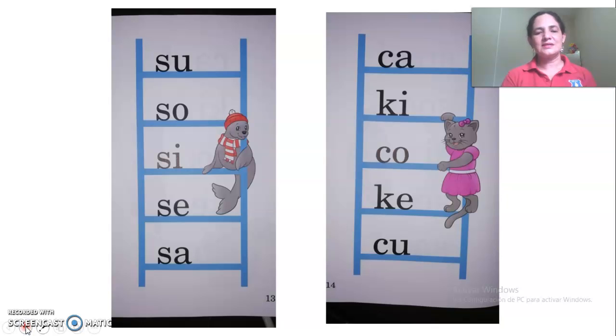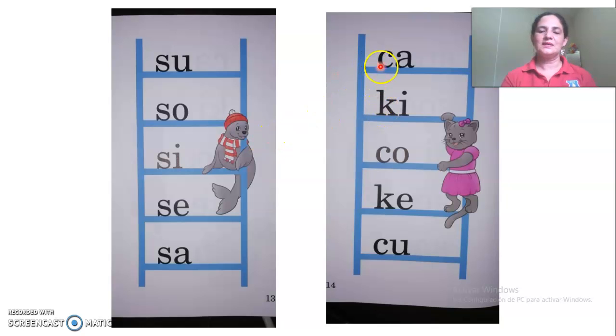Okay, let's continue with S. The sound of the letter S is s. Yes. Okay, let's read the blends. Sa, so, si, se, sa. Sa, so, si, se, sa. Listen, seal. Listen, seal.